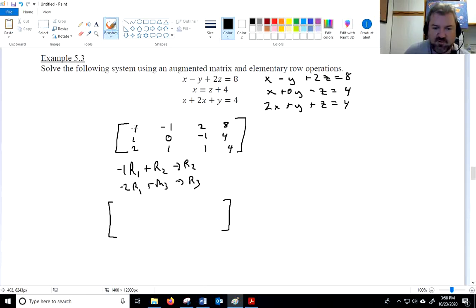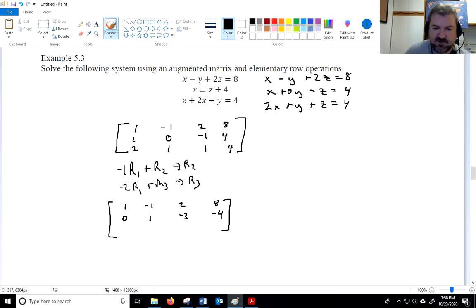So we're multiplying the top row by negative 1 and adding it to the second row and storing it in the second row. Let me go ahead and write down the first row again so we know we're not changing that. So negative 1 plus 1 is 0. Negative 1 times negative 1 is 1 plus 0 is 1. Negative 2 plus a negative 1 is a negative 3. Negative 8 plus 4 is a negative 4.